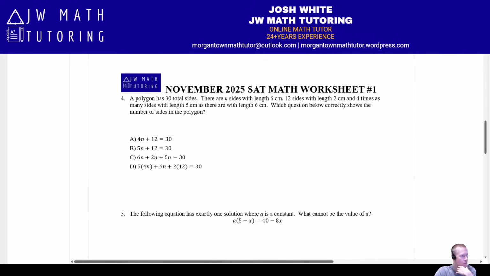All right, let's move to the top of the next page. Question number 4. So here you have the polygon that has 30 total sides. There are n sides of 6 centimeters, 12 sides of 2 centimeters, 4 times as many sides with 5 centimeters as there are with 6, which shows the number of sides.